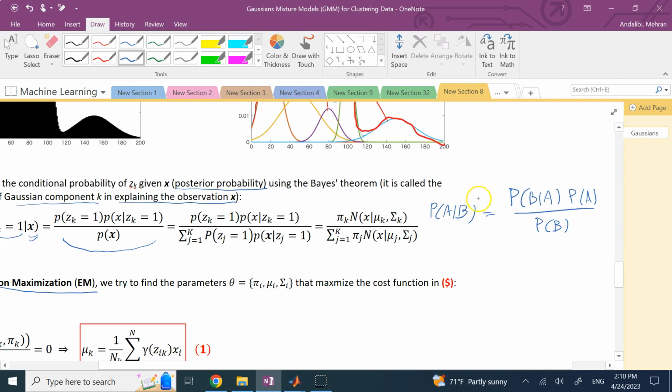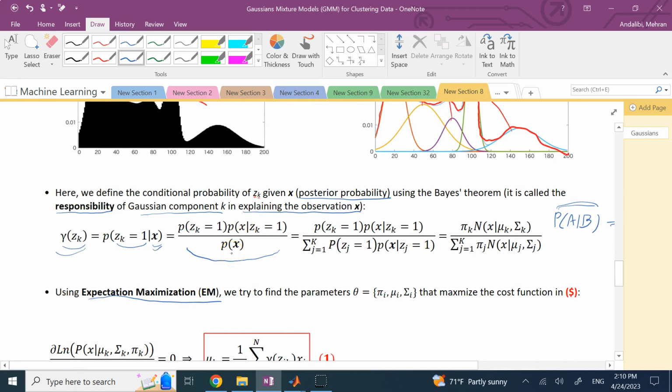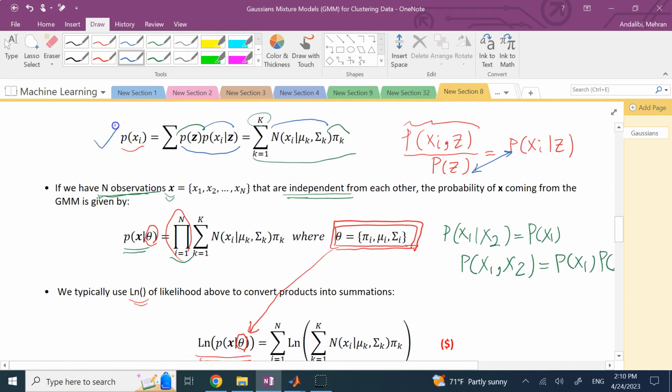So far we have calculated this guy. Now we're going to calculate this one, and that's what you can see over here. So the denominator is the only term that we need to expand. And remember, this is the probability of observation X, which we can do by summation over all of the P of Z_j equal 1 times P of X given that. That's basically what we had over here, this one. That's the same as that.